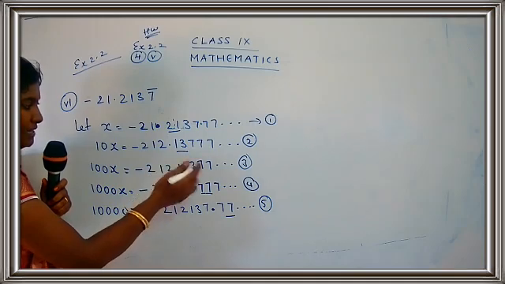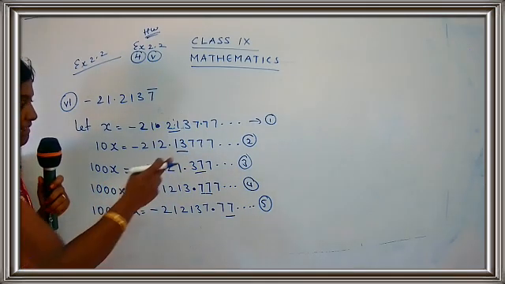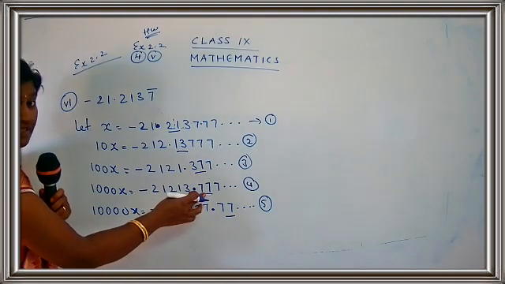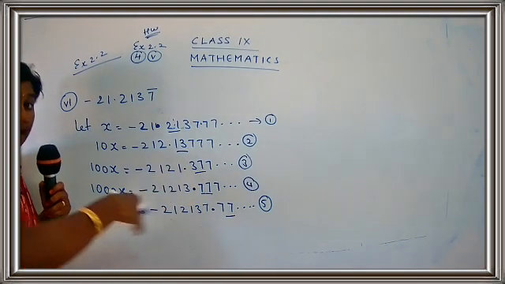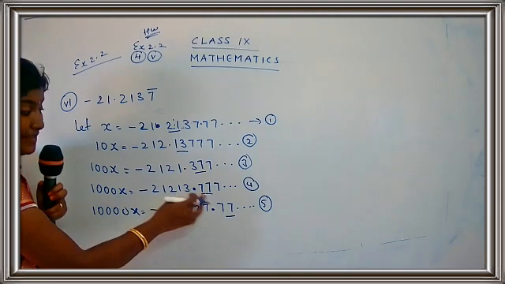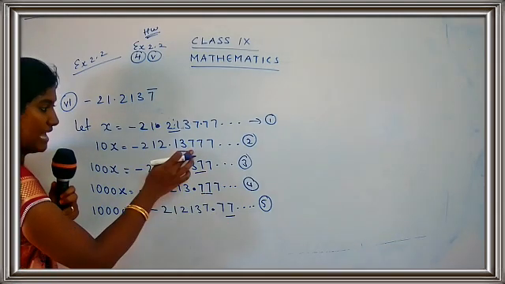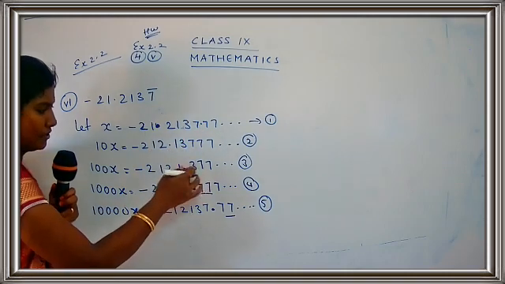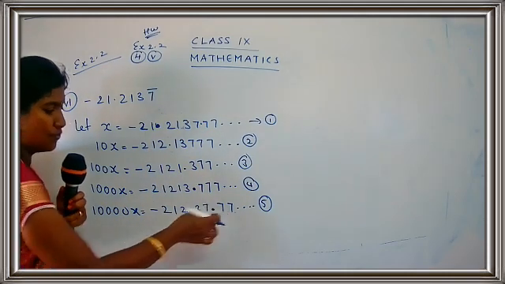Now I did 1, 3, then 3, 7. Not possible, again they are different, so we have to take one more step. Now 3, 7 and 7, 7. They are not equal, so again one more step. So 7, 7 and 7, 7. Yes, we have got the same number after the decimal point. So we can stop the multiplication over here.